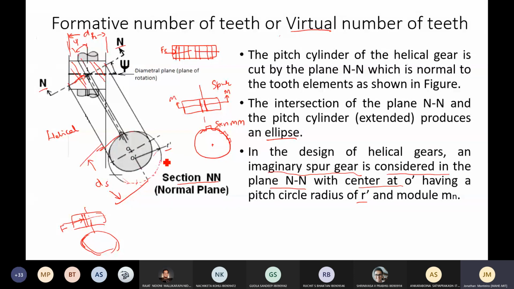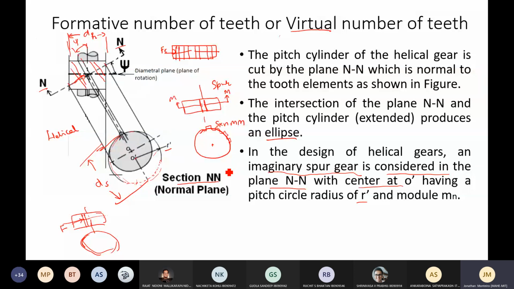And how to find out the ds, or what is that imaginary circle radius or diameter? The center will slightly shift here, to O dash. So here this will be the imaginary circle. How much that center shifts will be based on the helix angle itself. So the next equations we will discuss based on that.